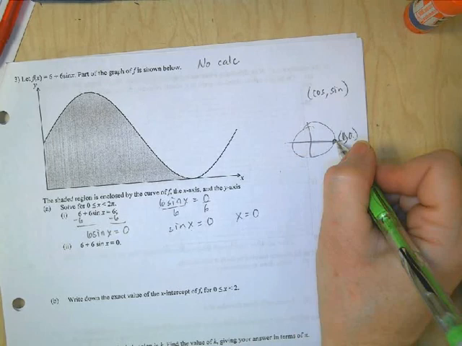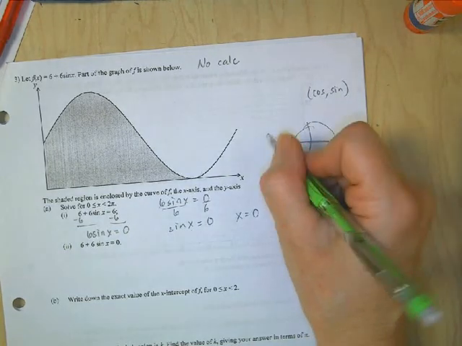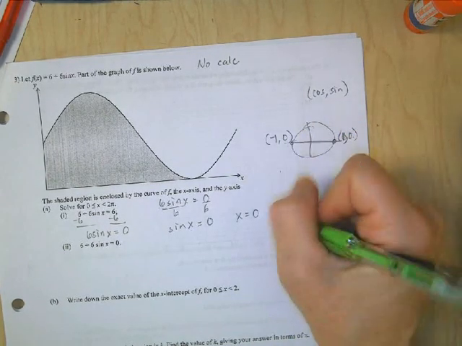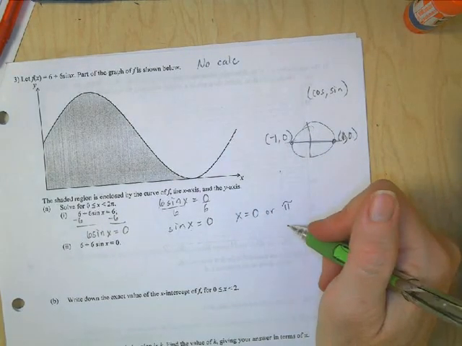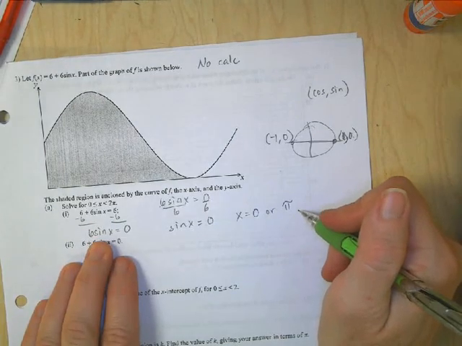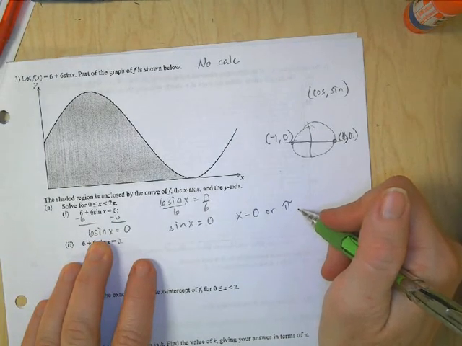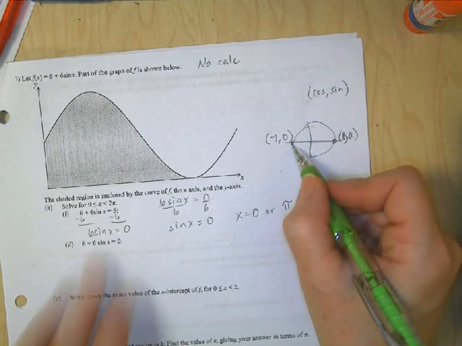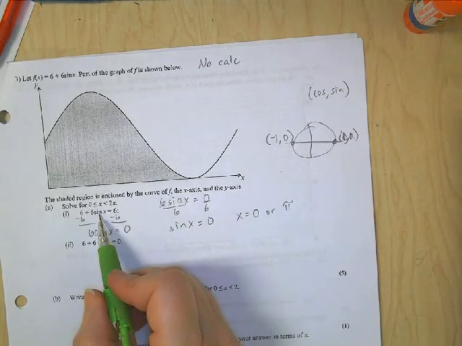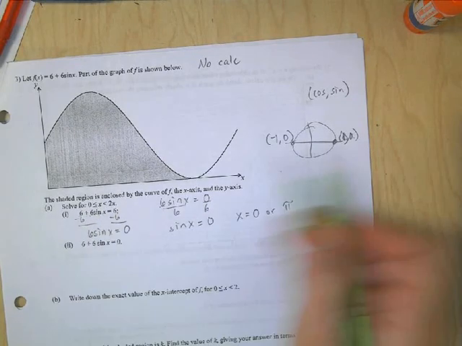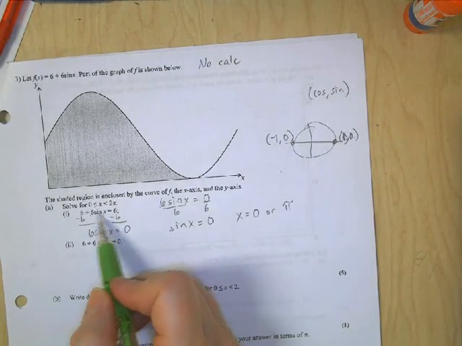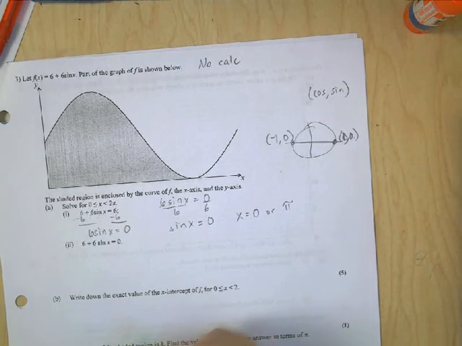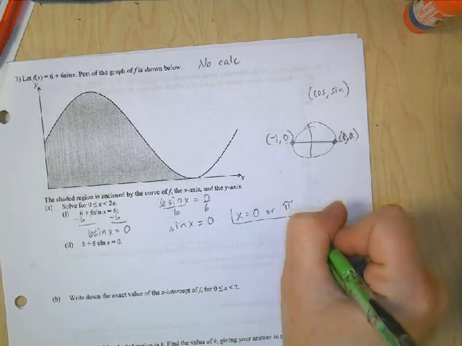But it's also equal to 0 over here. This is negative 1 comma 0. So it's at 0 or pi. That's where this guy is equal to 0. Because if I did sine of pi, I'd get 0. 6 times 0 is 0, 0 plus 6 is 6. Or if I put in 0, sine of 0 is 0, 0 times 6 is 0, 0 plus 6 is 6. So I actually have two answers. X is 0 or pi.